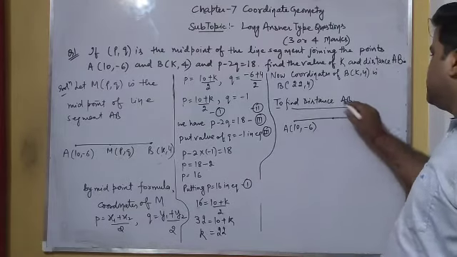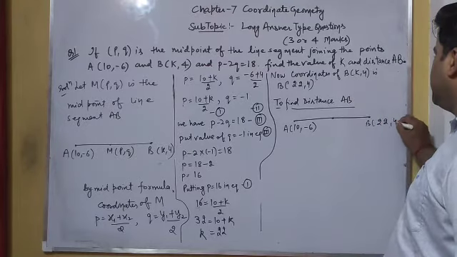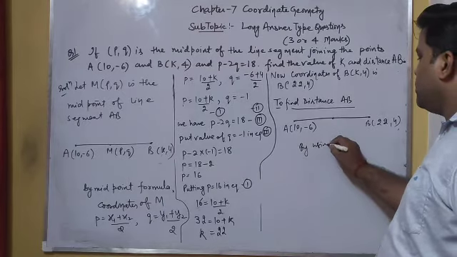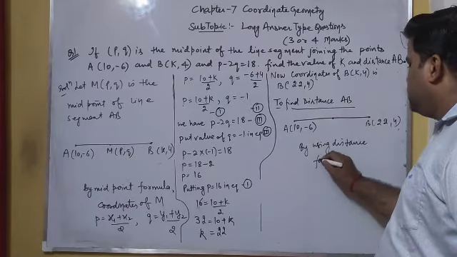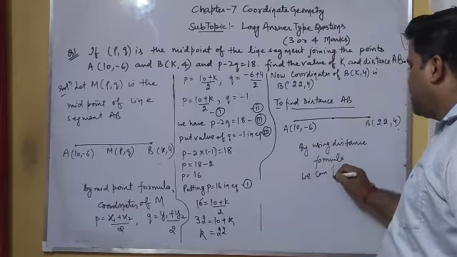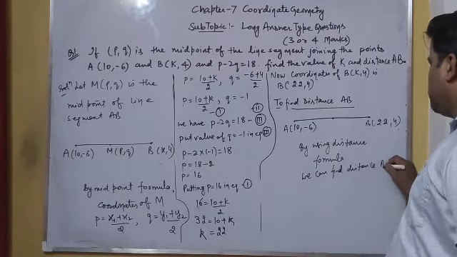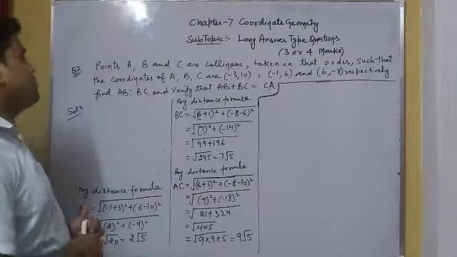To find the distance between AB, the coordinates of A and B we have found, it is 10, minus 6 and 22, 4. So by using the distance formula, we can find the distance AB. Please try yourself.